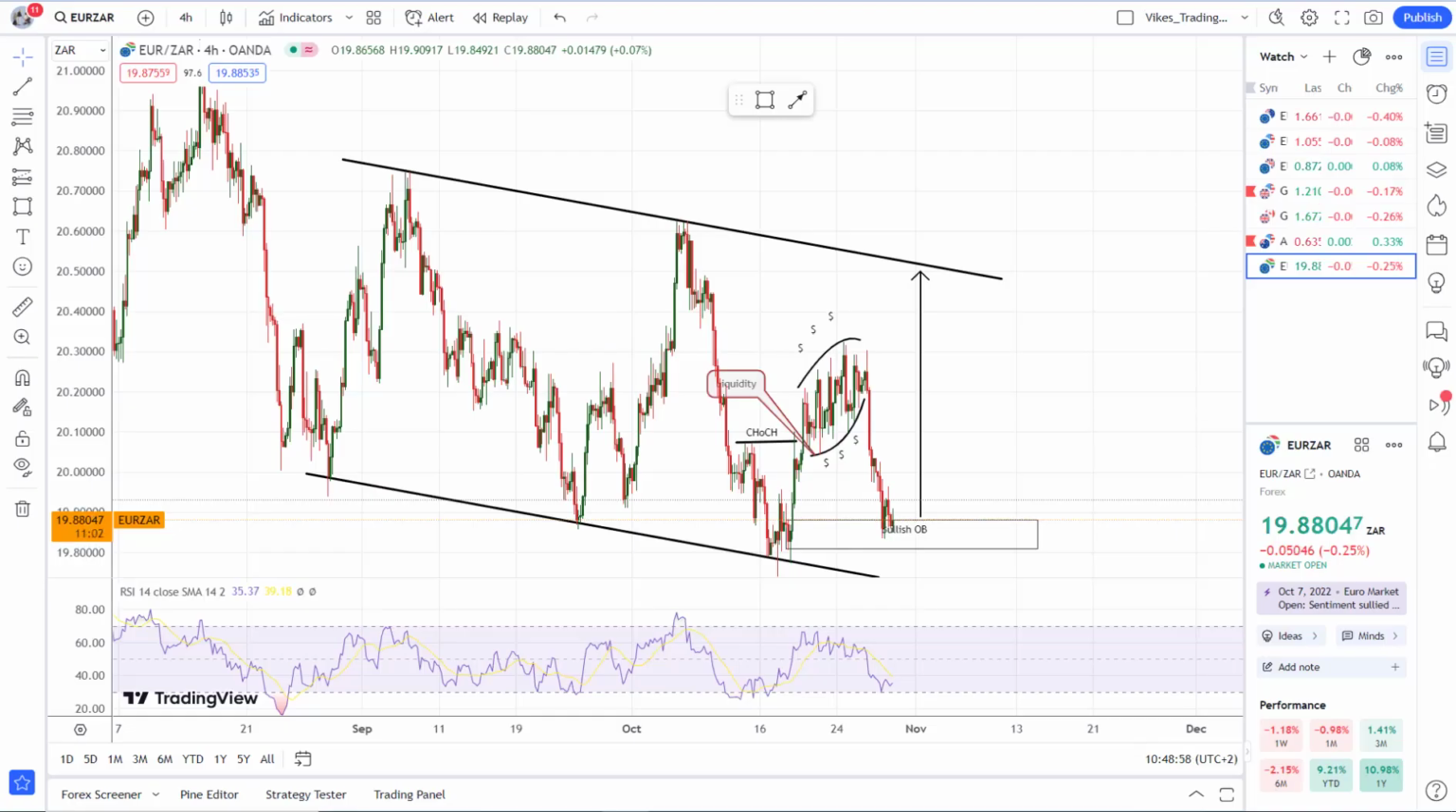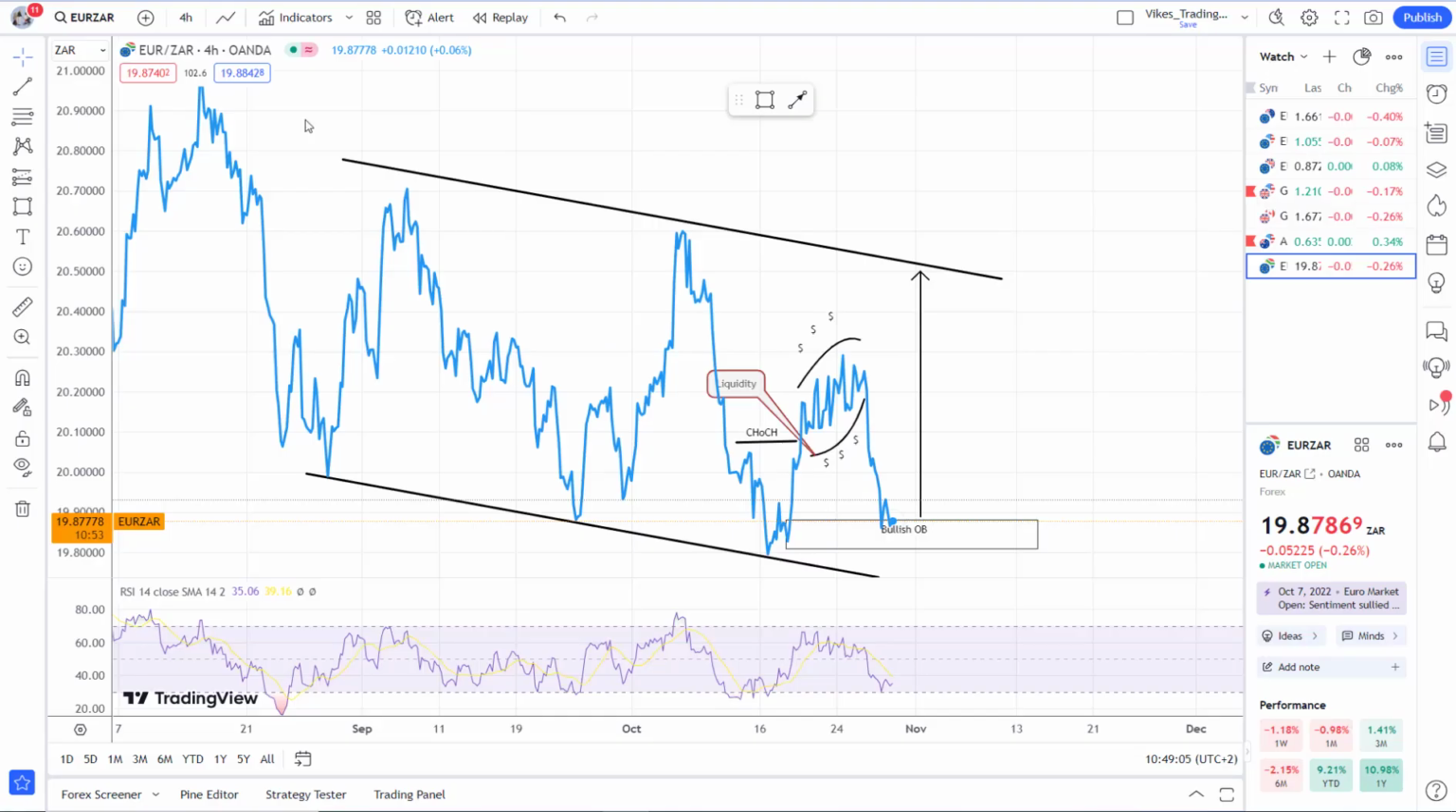We aren't going to discuss a lot today. So we'll be looking at one pair in the live market so that we can get an idea of how this plays out. In this scenario, we'll be looking at EURZAR.